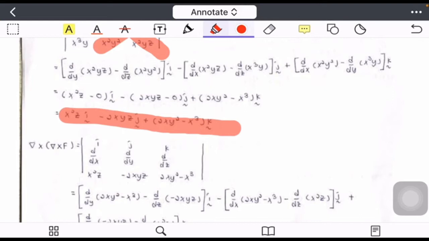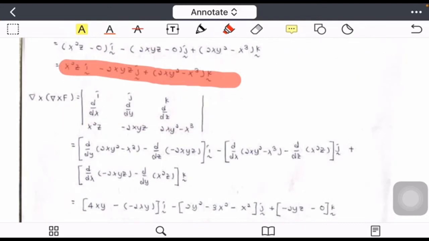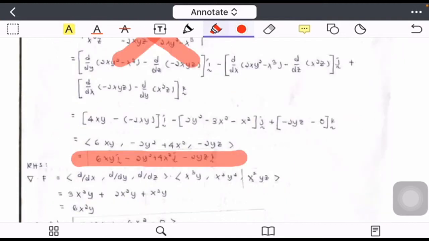Seterusnya, kita akan cari delta times delta times F ataupun curl curl F. So operation ni sama, cuma jawapan kita akan ambil jawapan yang kita dapat daripada atas tadi. So d over dy darab dengan 2xy squared tolak dengan x cubed tolak dengan d over dz darab dengan negatif 2xyz untuk i dan seterusnya j dan k. Jawapan terakhir yang kita akan dapat ialah 6xy i tolak 2y squared tambah 4x squared j tolak 2yz k.